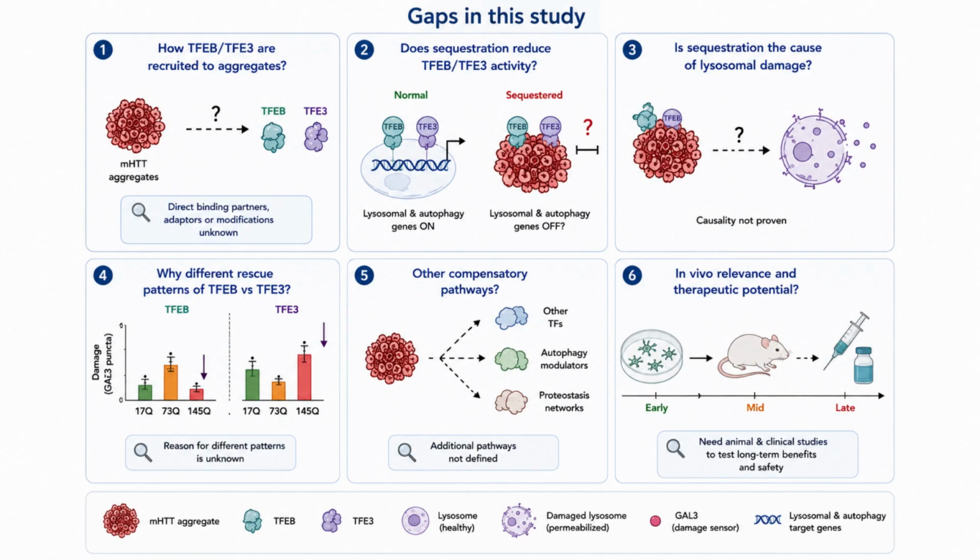They proved the proteins are trapped in the same insoluble clumps, sure, but they didn't prove they physically bind directly to each other. Also, as we noted, the fact that many lysosomal genes were totally unchanged complicates a simple model of total transcriptional failure. Finally, this was largely cellular biochemistry. They still need to prove that boosting TFEB or TFE3 in a living animal actually improves its behavior and survival over time.